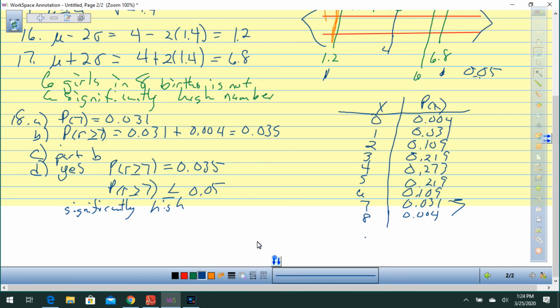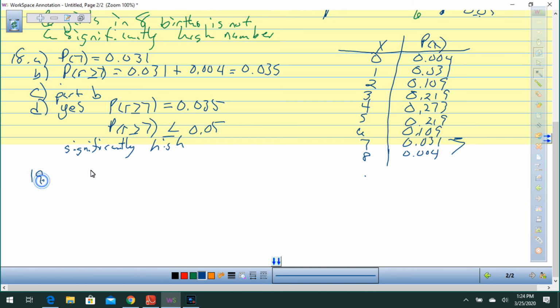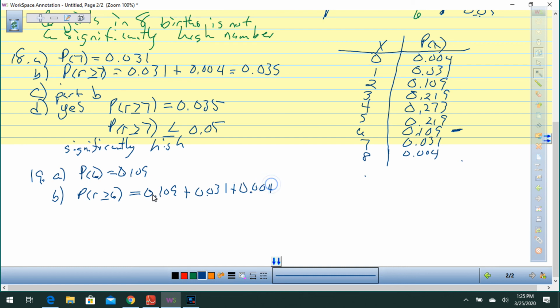19. Using probabilities for significant events. Find the probability of getting exactly 6 girls. So the probability of 6 girls is going to be 0.109. Find the probability of getting 6 or more girls. So B is the probability X is greater than or equal to 6, and that's going to be 0.109 plus 0.031 plus 0.004, and I'm going to get 0.144.